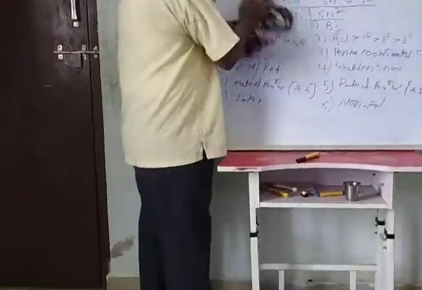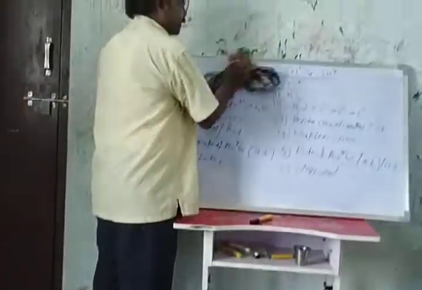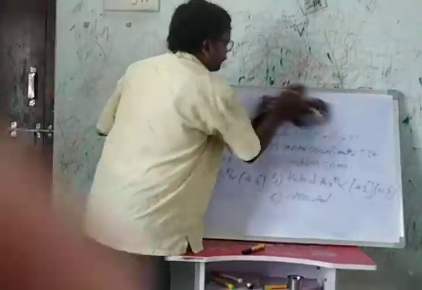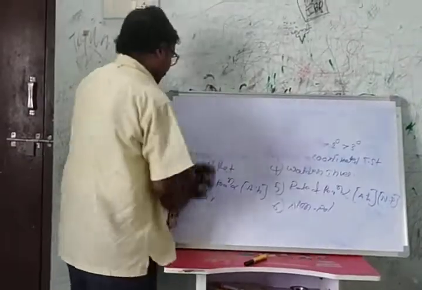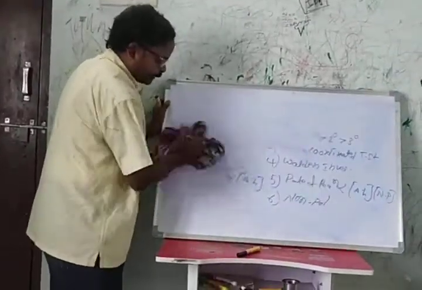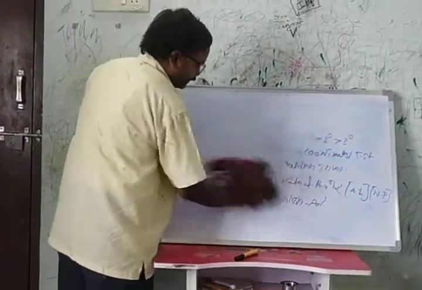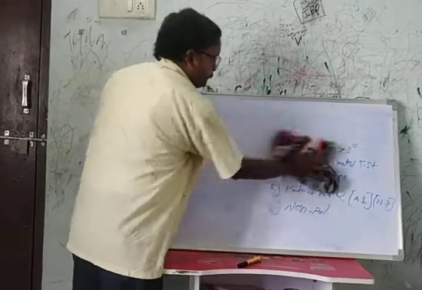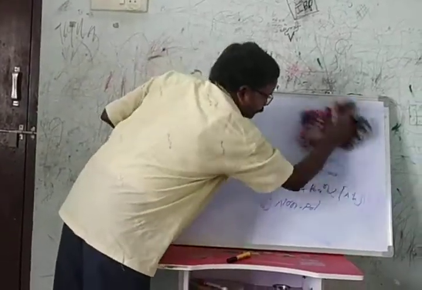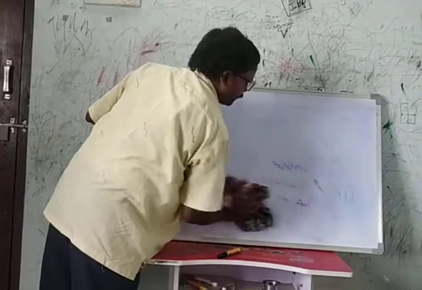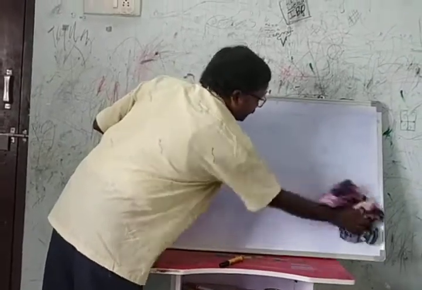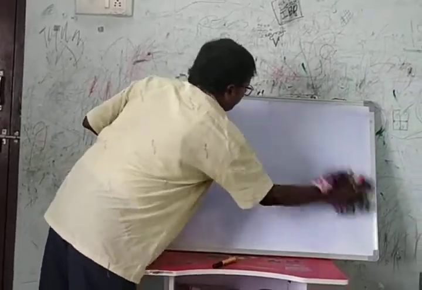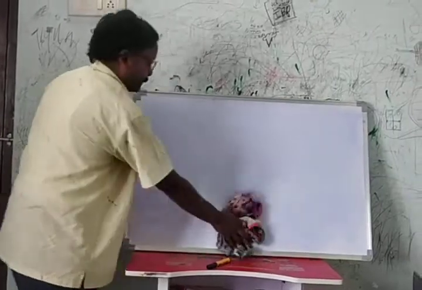Okay, this is about nucleophilic substitution reactions. Nucleophilic substitution reactions are of two types: SN1 reaction and SN2 reaction. From these two reactions, in Karnataka second PU, one long question is compulsory from these two topics.